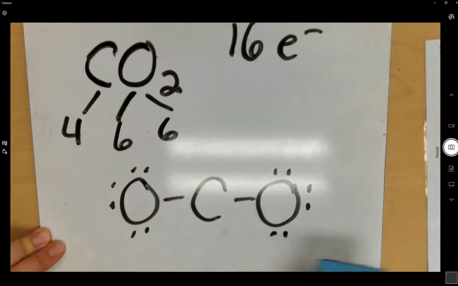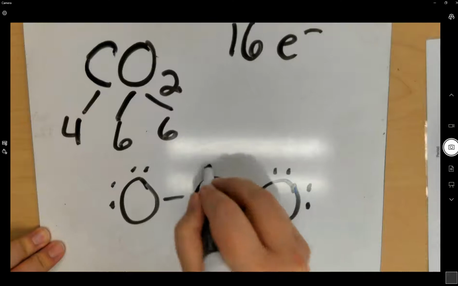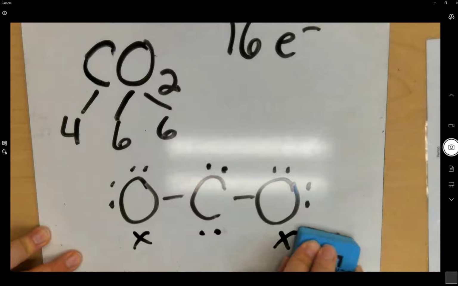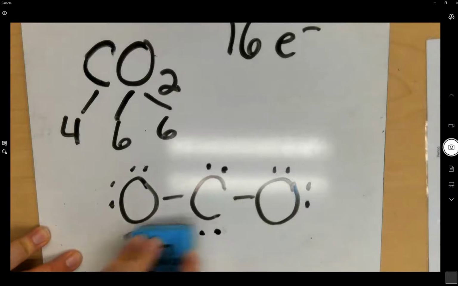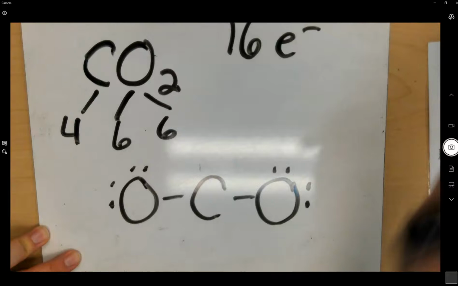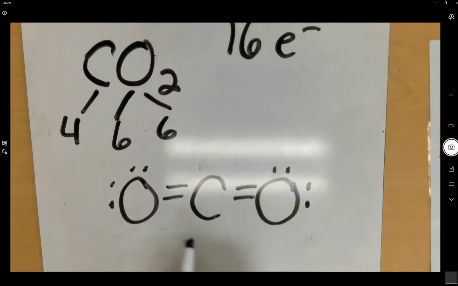Now, I could just take these electrons and put them on carbon. But the problem is that creates a new problem. Now these oxygen atoms aren't satisfied. I can't add any additional electrons, so what I'm going to have to do in this case is share more electrons. So I'm going to make double bonds between carbon and oxygen.